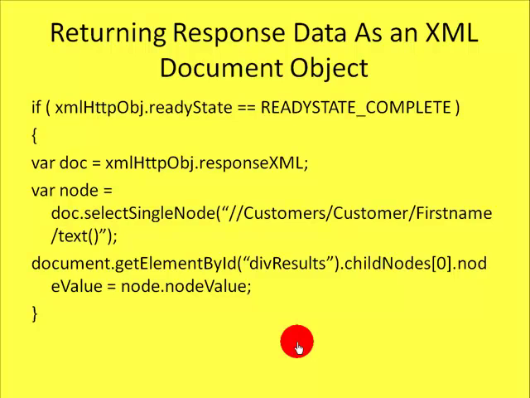With the returned node object, you assign the nodeValue property of the first element of the childNodes property, which itself is a property of the div results element, to the text value of the node.